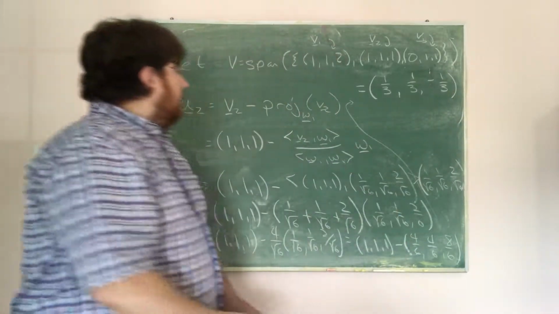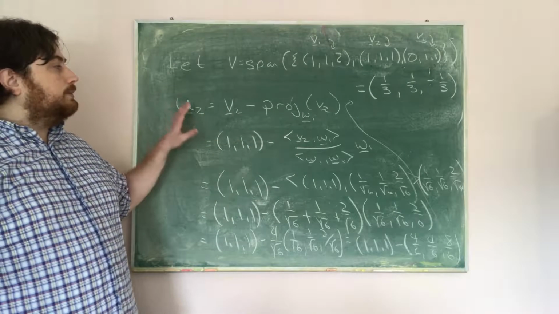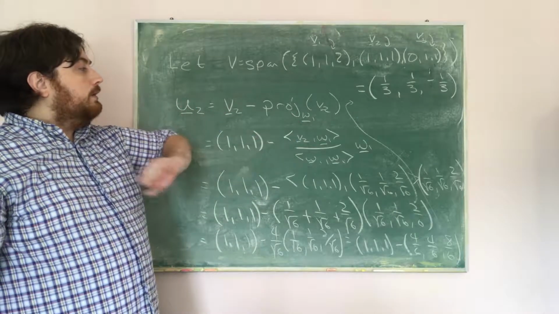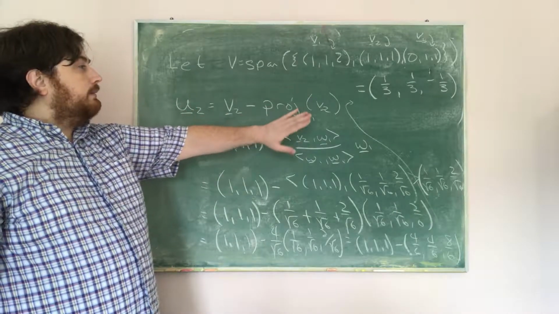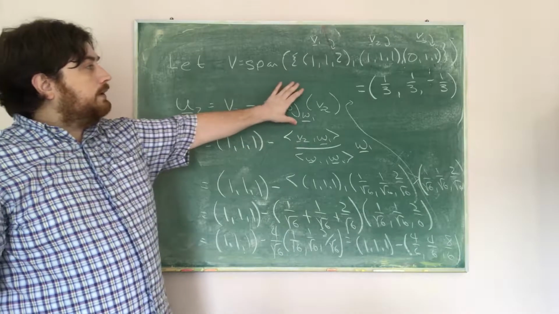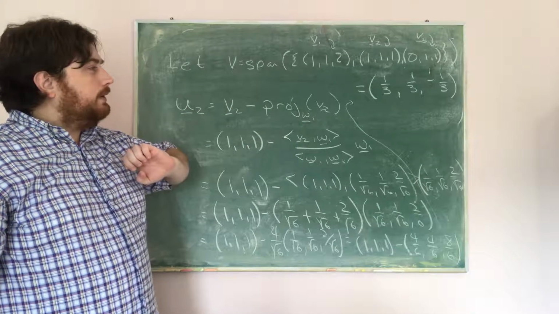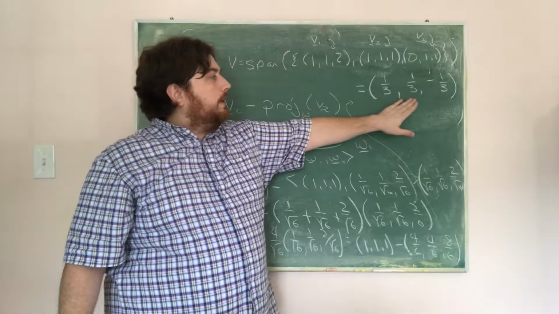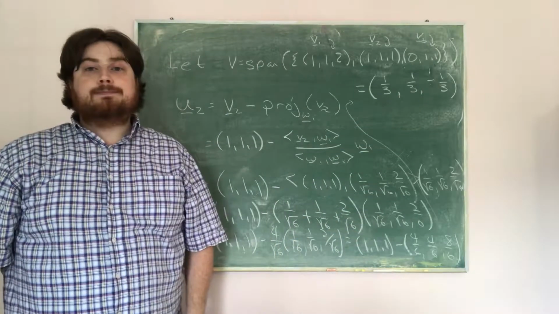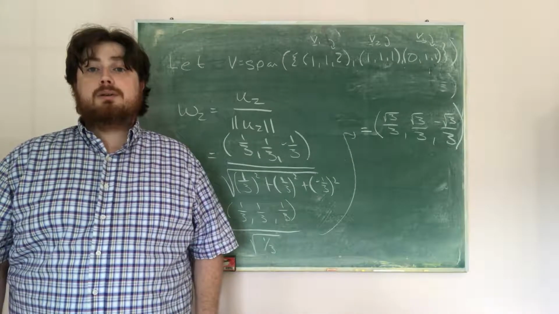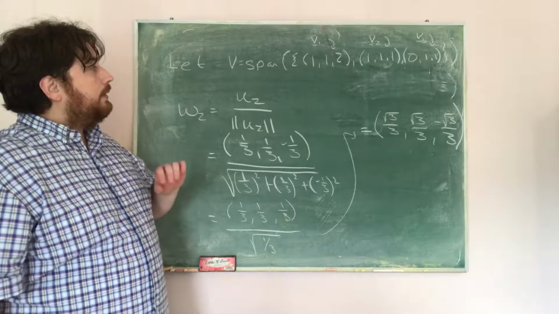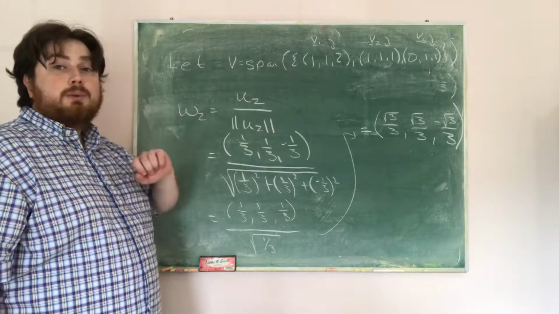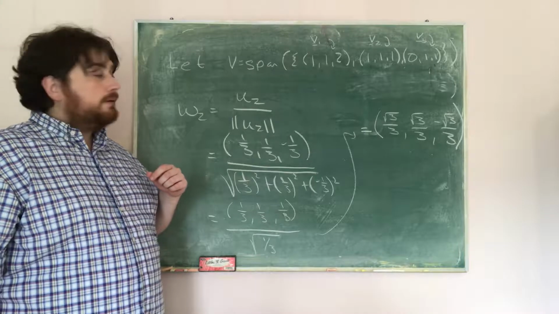Therefore, the vector which subtracts off the portion of V2 in the direction of W1, finding an orthogonal vector, is just going to be 1/3, 1/3, negative 1/3. Now that we found the portion of V2 which is in the direction orthogonal to W1, what we need to do is turn that into a unit vector.